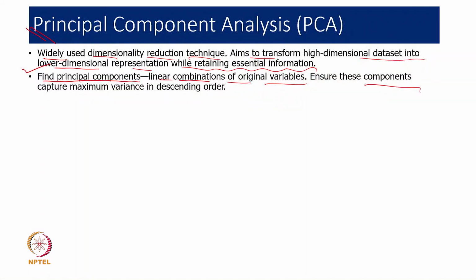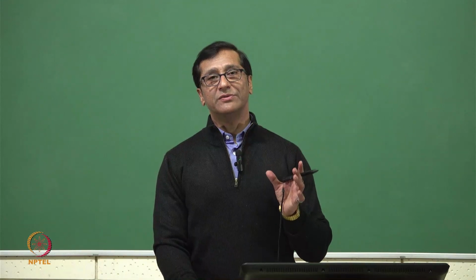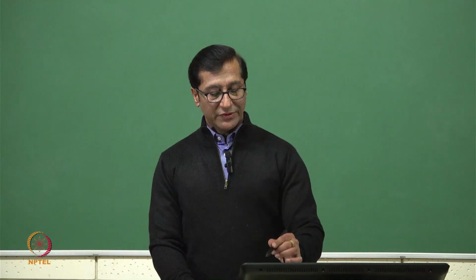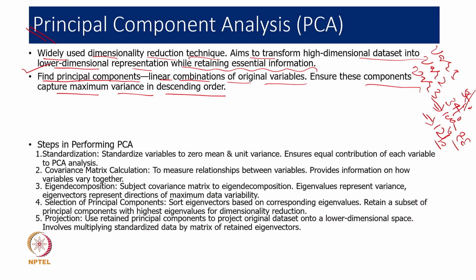It ensures the components capture maximum variance in descending order. So we do this kind of analysis and give a representation in descending order. Say variable 1 gives a 54% contribution, variable 2 gives a 34% variation, and variable 3 gives the remaining, 100 minus 88, so that's 12%. If there is a variable 4, then that will also be there. We will show you one example in this case.